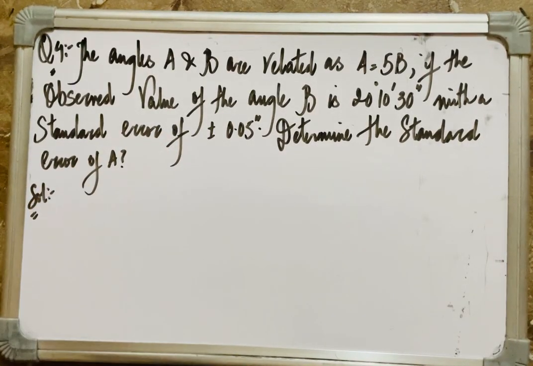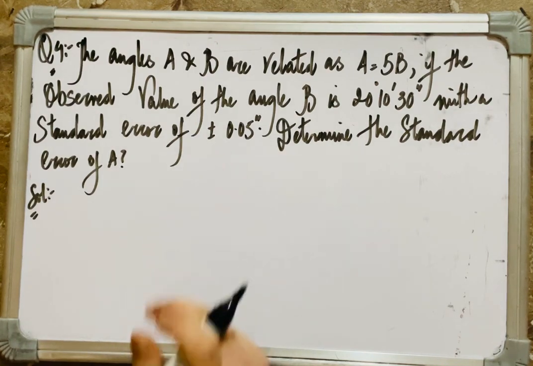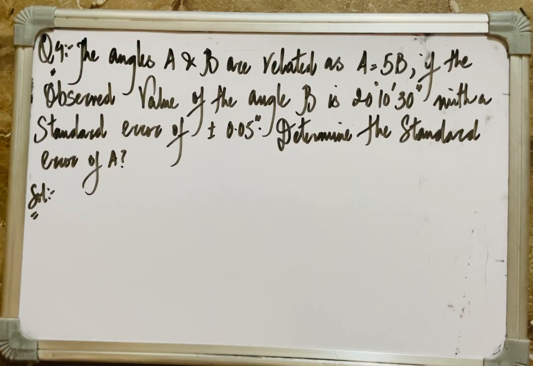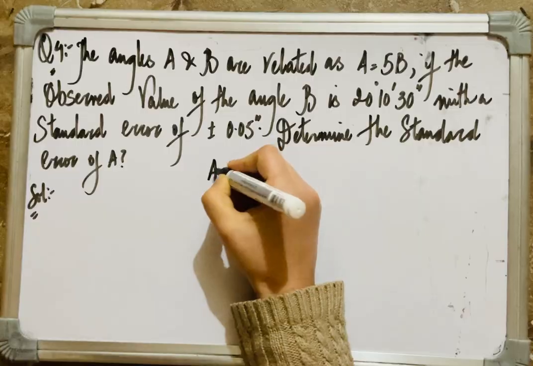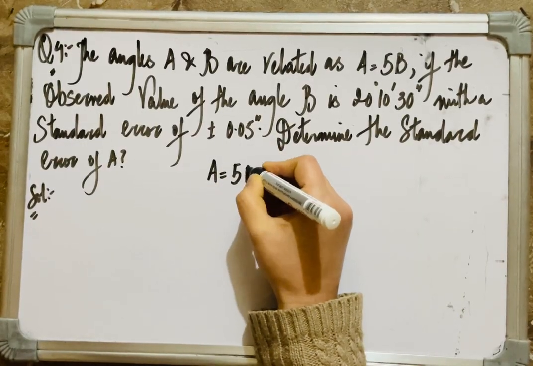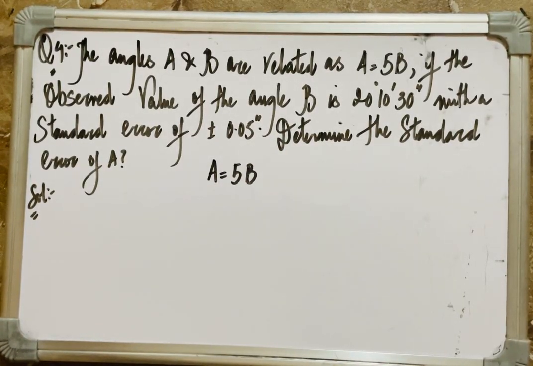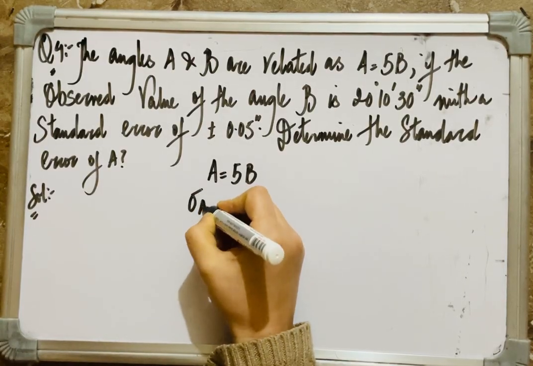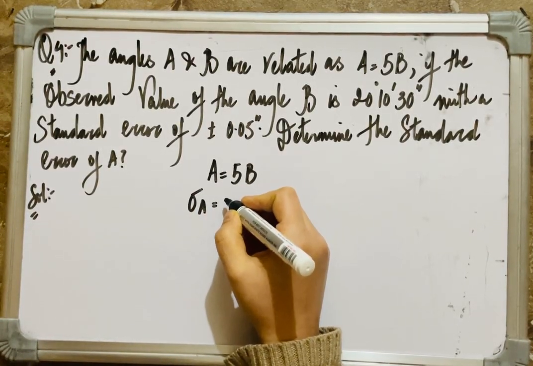All right. So the question is, the angles A and B are related as A is 5 times B. If the observed value of the angle B is 20 degrees, 10 minutes and 30 seconds with a standard error of 0.05 seconds, we have to determine the standard error in A. All right. So A is 5 times B. So the standard error in A is how much?